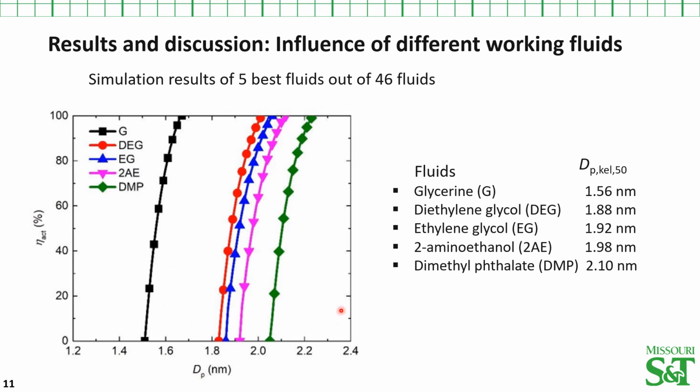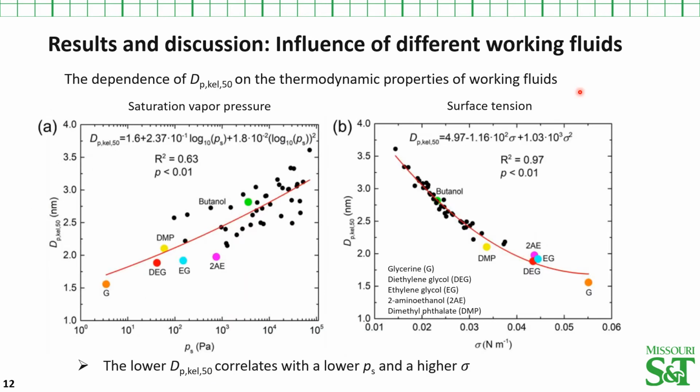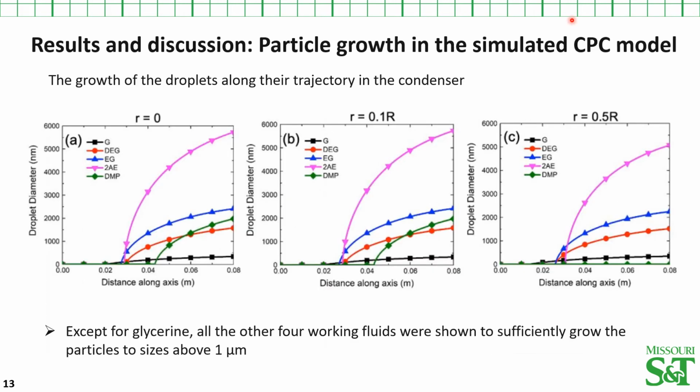Other than that, in this work, we also examined particle activation against the thermodynamic properties of the working fluid, and will focus on saturation vapor pressure and surface tension. The results show that good particle activation is associated with a lower saturation vapor pressure and a higher surface tension. This is mainly due to suppressing the rate of homogeneous nucleation.